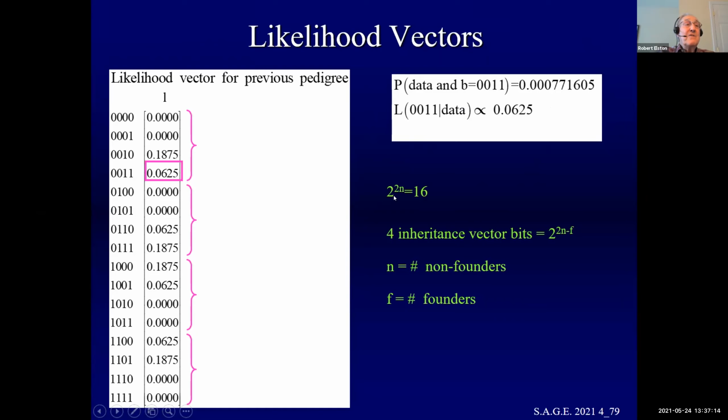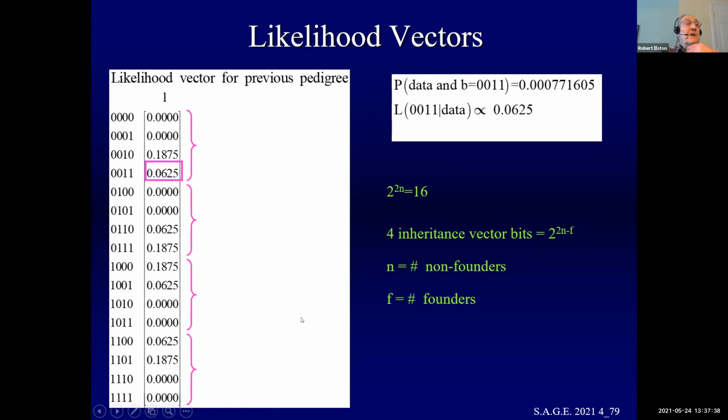So we have 2 to the 2n, 16 bits, or if you like, series of 4 bits. We have 4 inheritance vector bits, 2 to the 2n minus f. N is the number of non-founders, f is the number of founders.